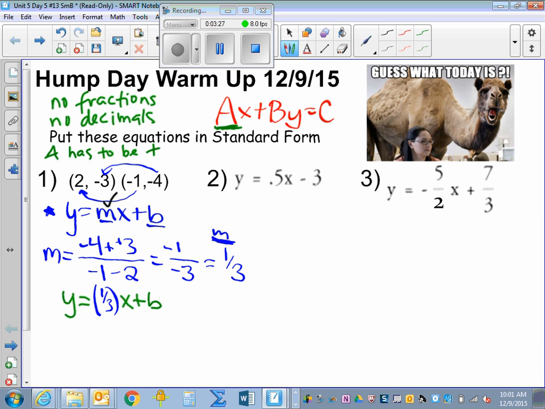I just pick one of my points. I'm going to go with the first one here. X is 2, y is -3. So I'm going to replace my y. Y is -3. And replace my x. X is 2. So all I've done is taken my values I have and put it into my equation. Now I can solve for b. So I get -3 equals 2/3 plus b.